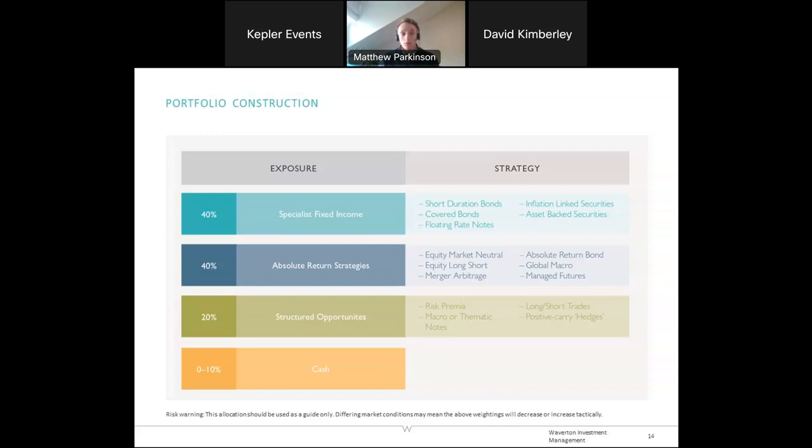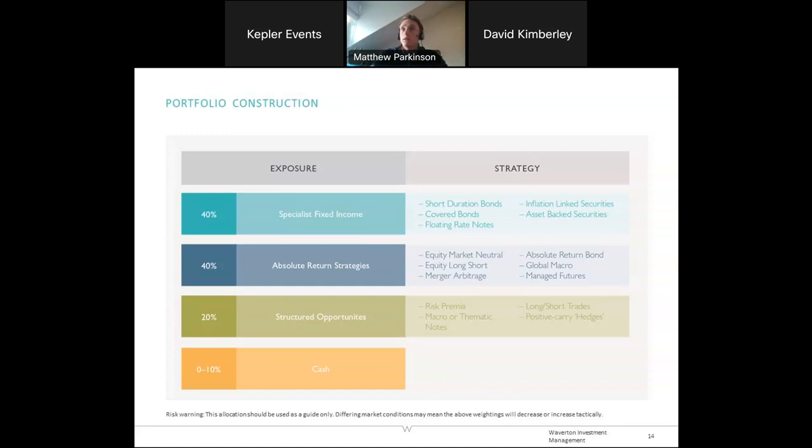And finally, structured opportunities. These are risk premium strategies, which were really only historically accessible via hedge funds, but are now more widely open to the market. And these really allow you to harvest structural risk premium with limited correlation to risk assets, as they're typically driven by idiosyncratic opportunities or non-economic market participants.